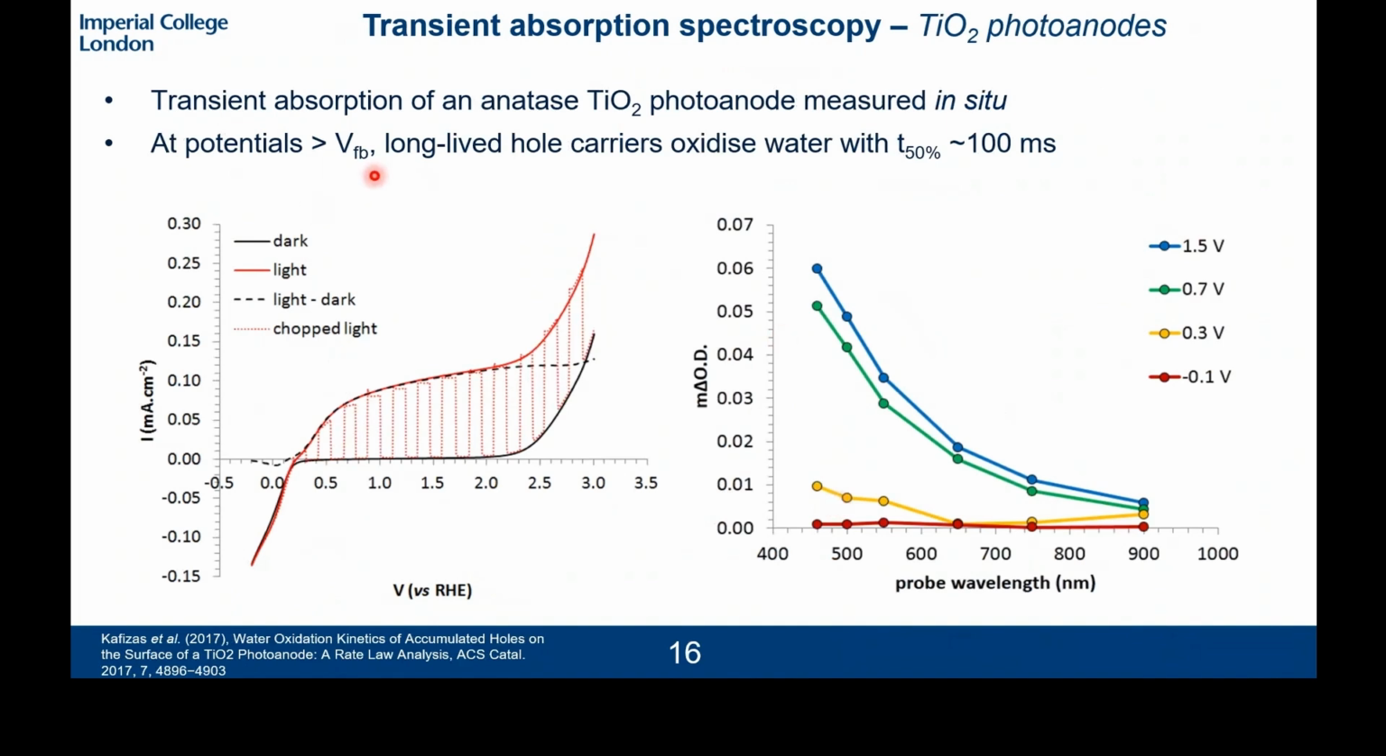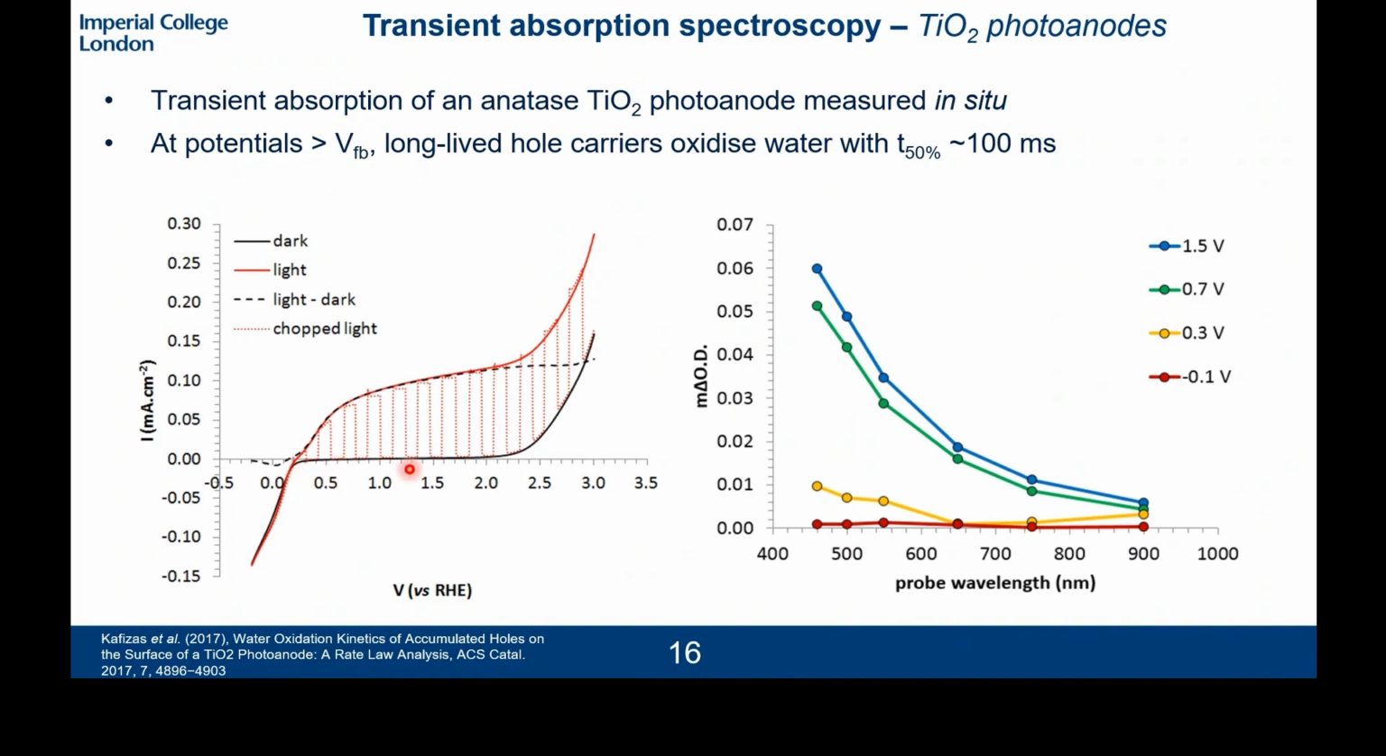And that's what we're going to do now. So we took titanium dioxide and made a titanium dioxide photoelectrode. We grew around a micron-thick layer of anatase titanium dioxide on FTO glass. This is what the current-voltage curve looks like, which is a measure of its performance.